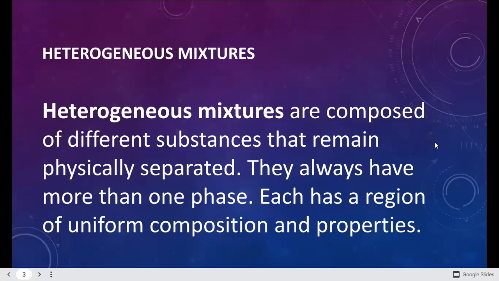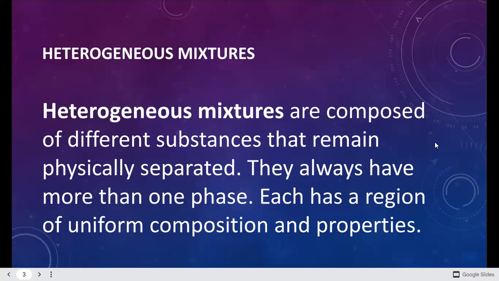Let's have heterogeneous mixtures. These are lessons from grade 6, by the way. The introductory lesson of heterogeneous and homogeneous mixtures is from grade 6. Heterogeneous mixtures are composed of different substances that remain physically separated. You can actually see them separated.